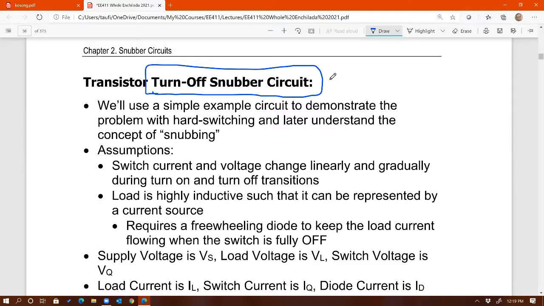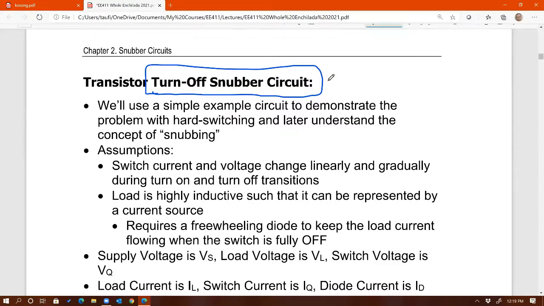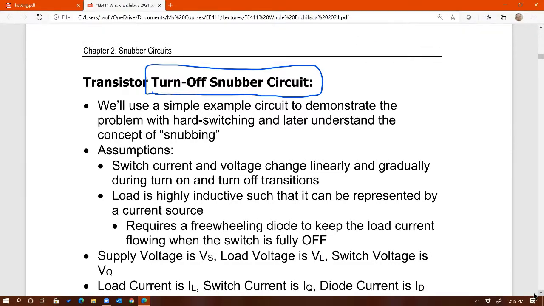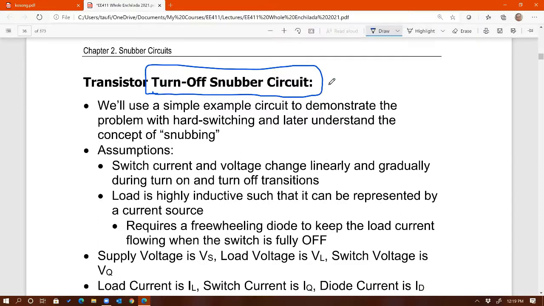It has to do with the voltage spike that is caused by a switch turning off. The most common way to reduce or eliminate that leakage spike is by using a turn off snubber. I'll talk more about that if we have the time today. So let's look at the turn off snubber.